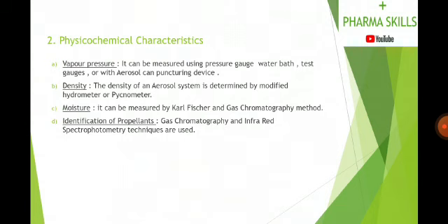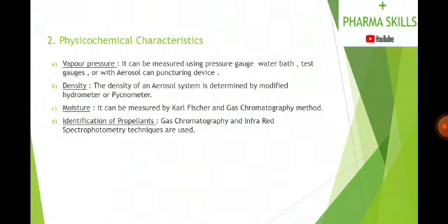Next, see density. The density is determined by modified hydrometer or pycnometer. These are the instruments used to determine the density. A hydrometer is fitted with a Hoke valve, which is placed into a glass pressure tube. A suitable amount of sample is introduced through the Hoke valve, which causes the hydrometer to rise up the length of the glass pressure tube. In this way, the density is read directly from the hydrometer.